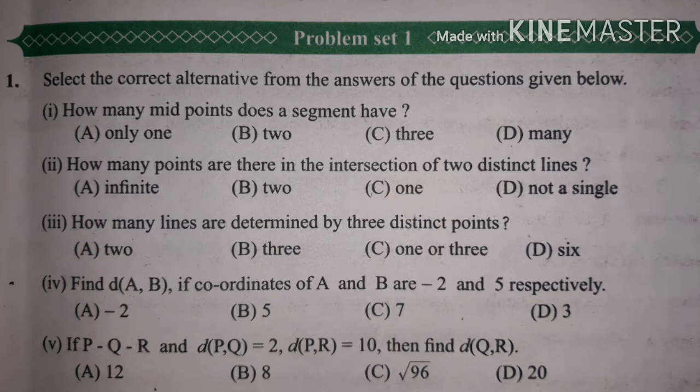How many lines are determined by three distinct points? If points are collinear, one line, and if non-collinear, there are three lines. So option C is correct. Find distance AB if coordinates of A and B are -2 and 5 respectively. The distance is 7. Option C is correct. If P-Q-R and distance PQ equals 2, distance PR is 10, then find distance QR. Then the distance is 8. Option B is correct.